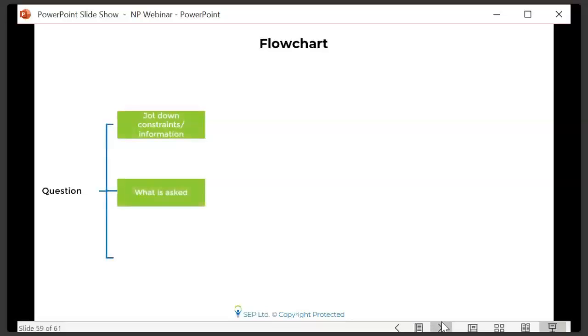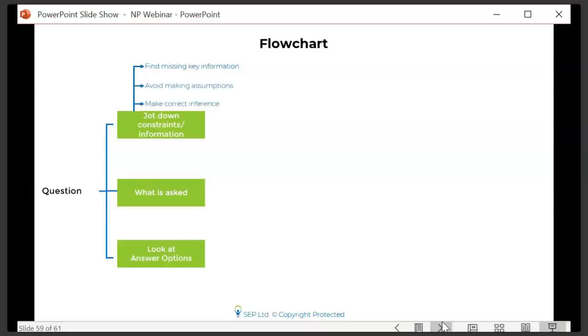You see what is asked and you briefly look at the answer option. Don't spend too much time on the answer option. Now, why do I ask you to do these steps? I ask you to do this because if you jot down the constraints properly, you will never miss out any information. You'll never make any assumptions. At the same time, you'll always make sure that you write the right inferences.